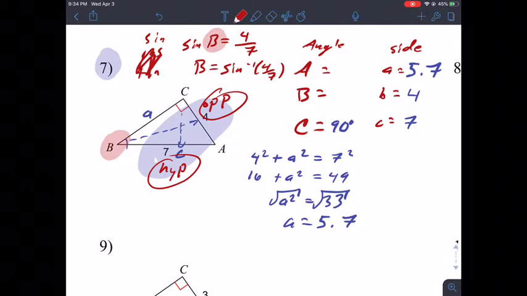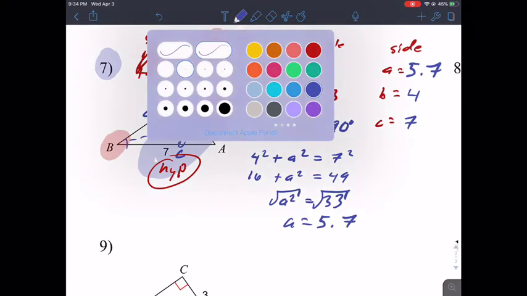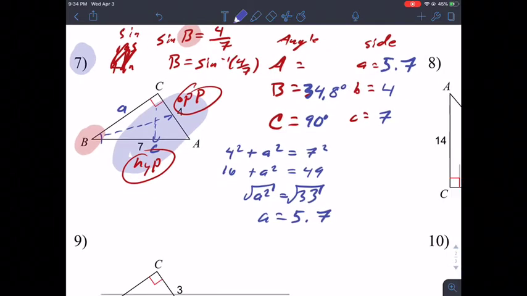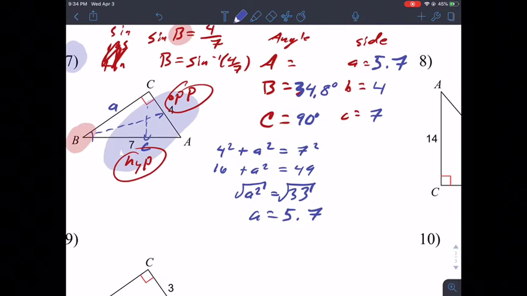And you should get 34.8 degrees. Let me do a different color so it pops more. To get angle A, just remember there's a shortcut: you could do 180. Actually, let's just do that. 180 minus 90 minus 34.8, and you should get 55.2 degrees. There you go. Pretty straightforward stuff.